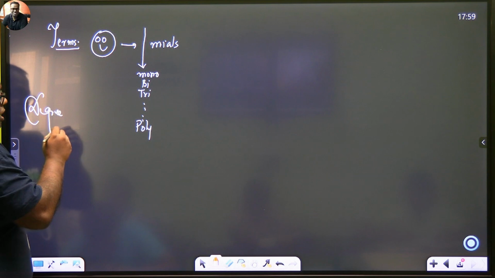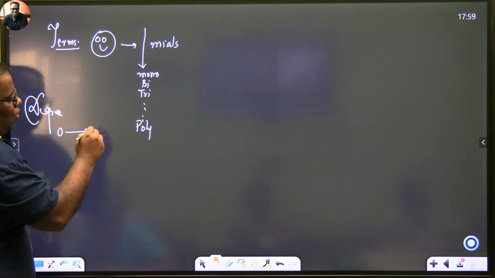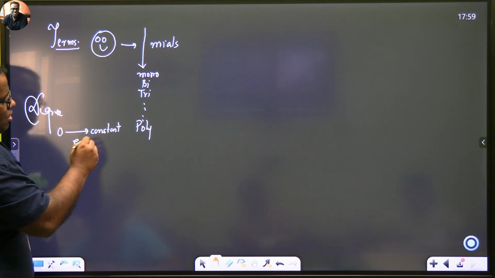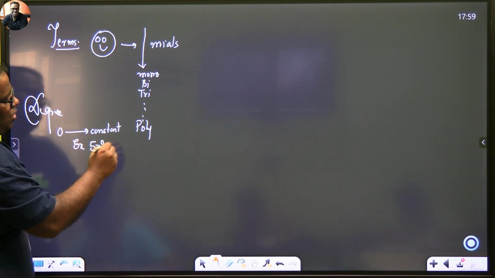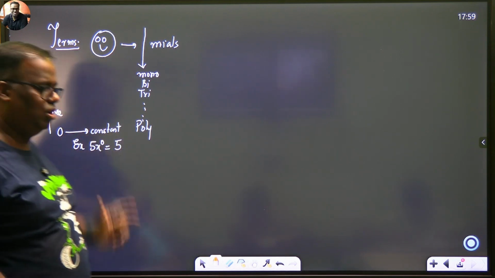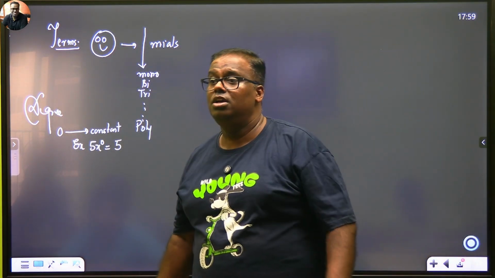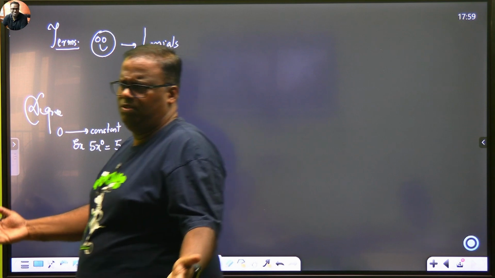if the degree is 0, then we call it a constant polynomial. Example, 5x to the power 0 is nothing but 5. Do you agree or not? So it's called a constant polynomial. What do we call it? Constant polynomial. It does not have any variable.